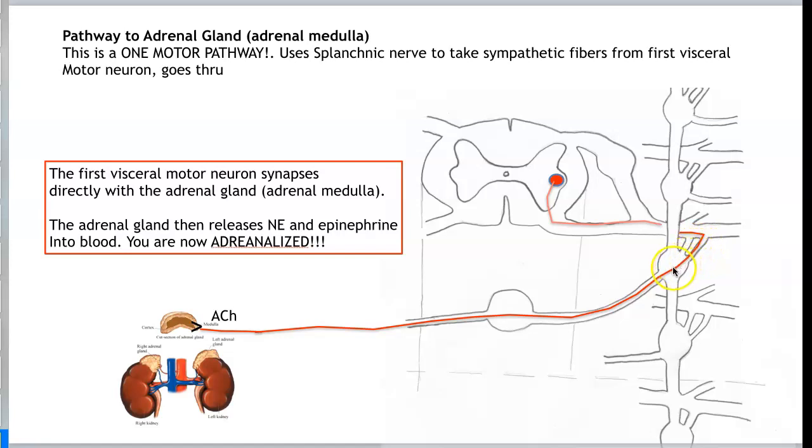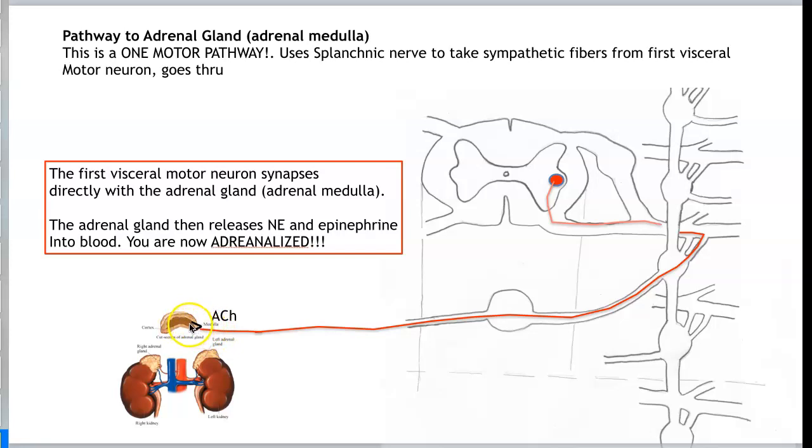It's going to bypass the sympathetic chain. It's not going to synapse in the sympathetic chain ganglion. It's going to go through the splanchnic nerve. It's going to bypass the prevertebral ganglion. It's not going to synapse in here. This is all the first visceromotor neuron axon. This is all myelinated. It will then reach its target organ, which is going to be the adrenal gland.